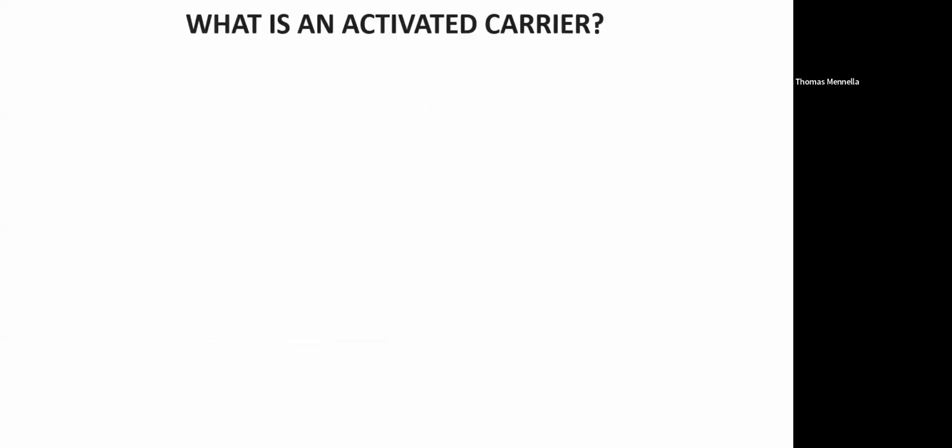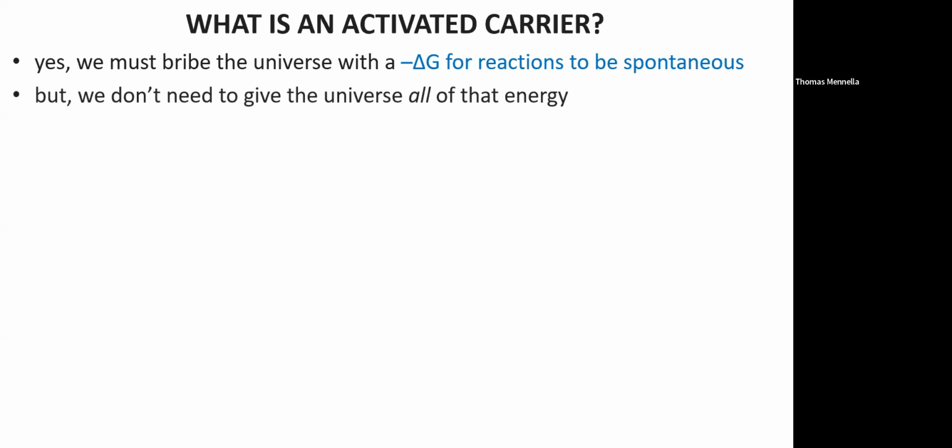So before we go into the details, what really do we mean by an activated carrier? We've talked quite a bit about spontaneous reactions and the need to bribe the universe with released free energy. That free energy can either be in the form of heat or a gain of entropy, but we have to bribe the universe if we want reactions to occur. Non-spontaneous reactions with a positive delta G simply won't occur, and so we have to get that delta G negative for these reactions to be possible.